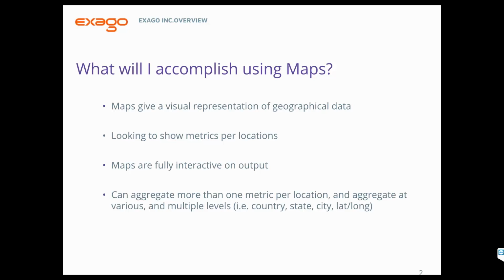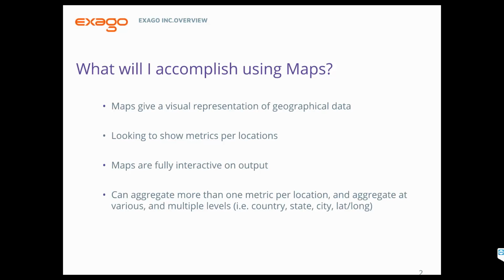Maps are going to be fully interactive on output, so they're a really cool visualization to expose to your end users if you're building this up for them. Pretty easy to set up, as I'm going to show you today, so your users would likely be able to do this as well. On the output, whether you're putting these on a dashboard or running them as an individual report, there's quite a bit of interactivity available, and we'll walk through that, of course, as well. The last really cool thing here is that I can aggregate more than one metric per location, and of course at various and also multiple levels.